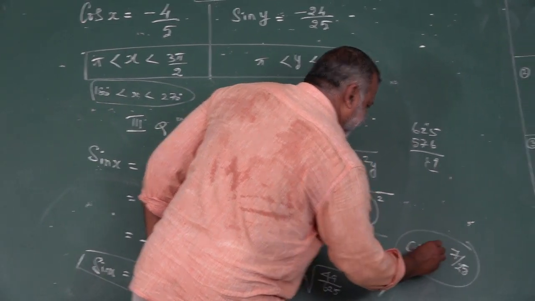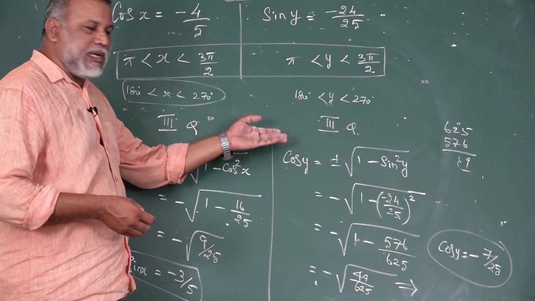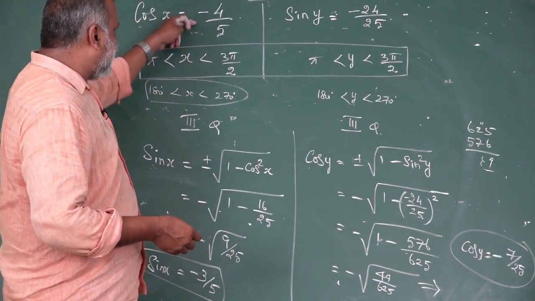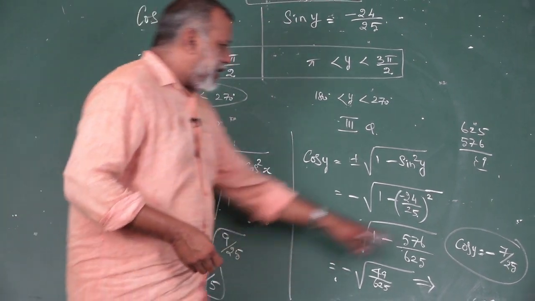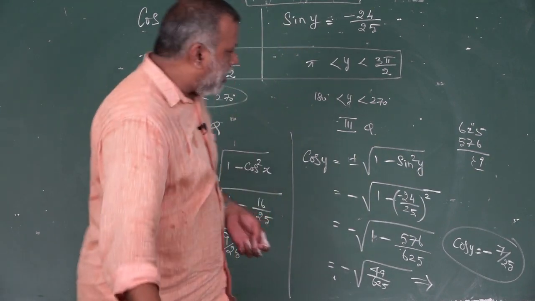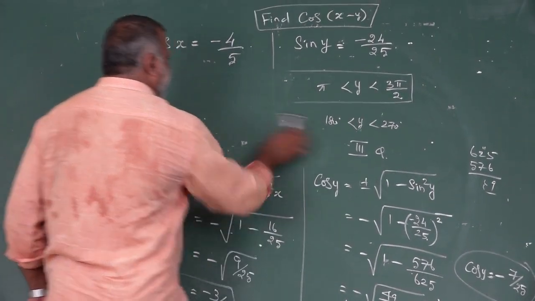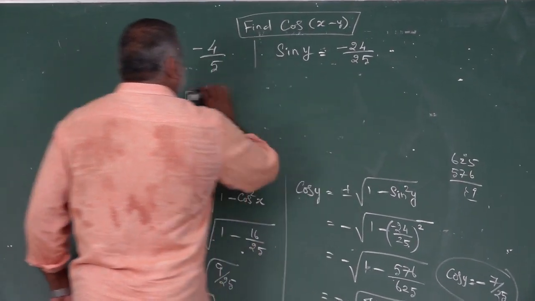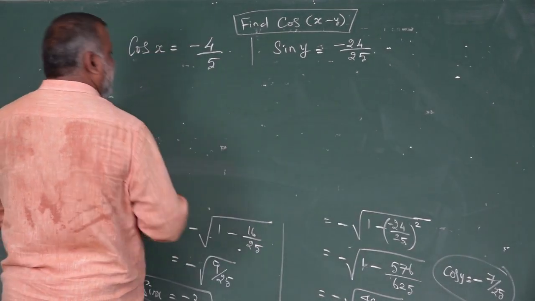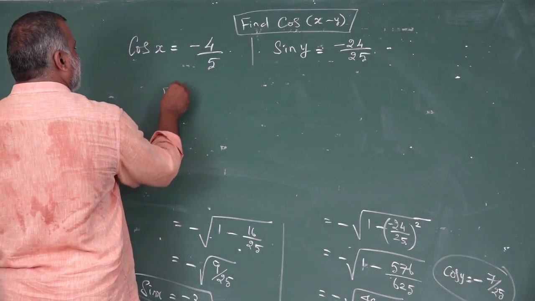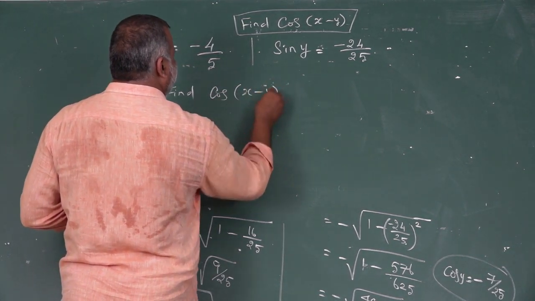Minus 7 by 25. According to ASTC, theta lies in the third quadrant, so cos x is negative, sin y is negative, sin x is negative, and here cos y is also negative. All four are negative. Now we have to find the result. As per the given, find cos of x minus y.